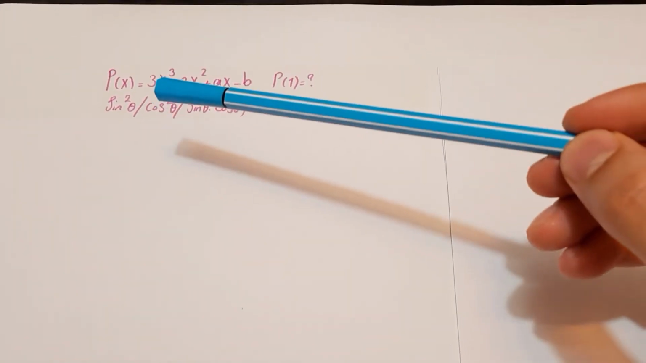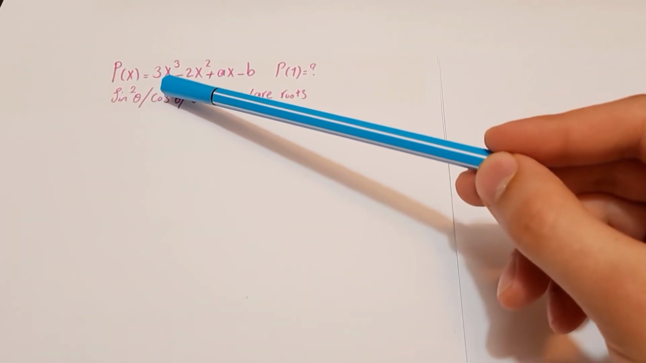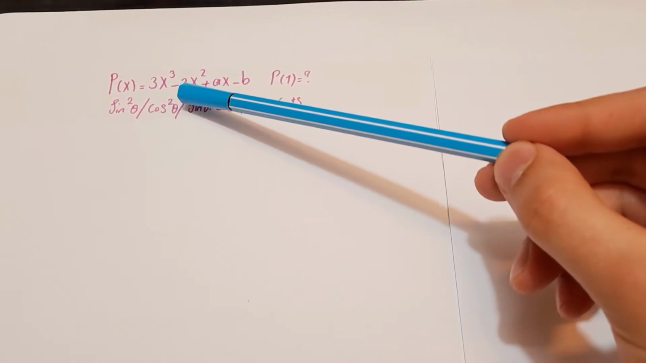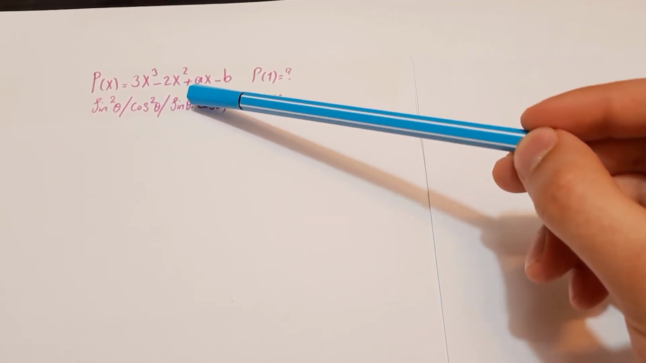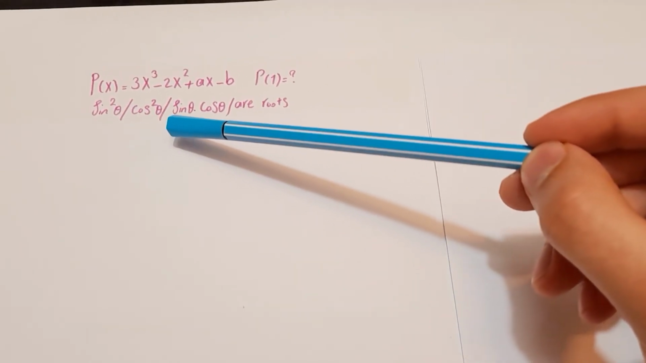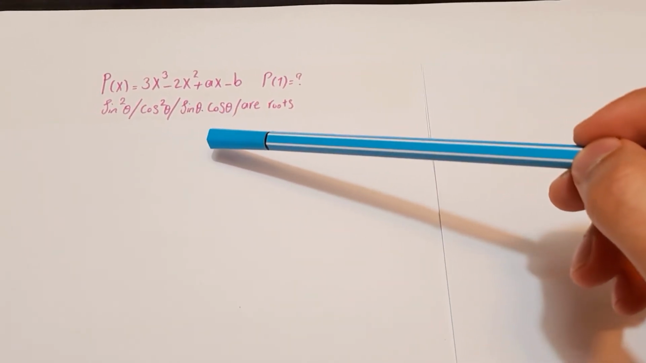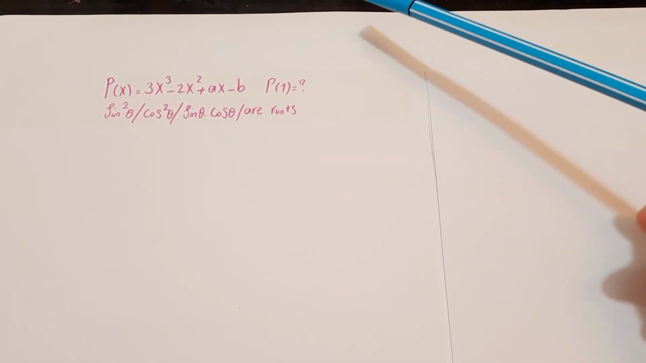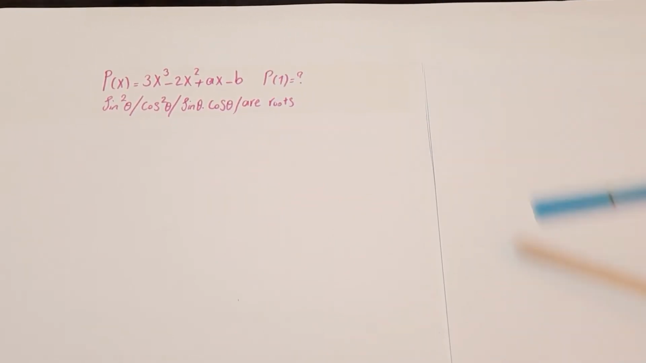Let's talk about this. If we have P(x) equal to 3x³ minus 2x² plus ax minus b, and we know sin²θ, cos²θ, and sinθ times cosθ are the three roots of this polynomial, and we want to find P(1).